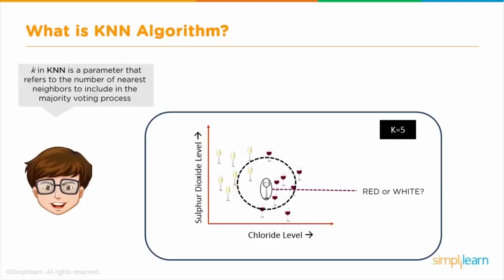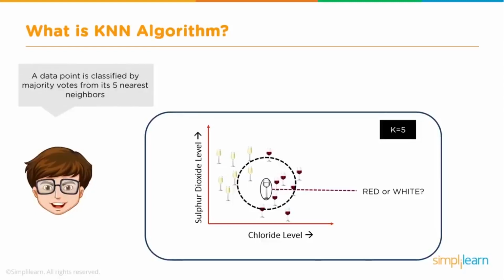In this case, we're going to put k equals 5. We'll talk about k in just a minute. A data point is classified by the majority of votes from its 5 nearest neighbors. Here, the unknown point would be classified as red since 4 out of 5 neighbors are red.